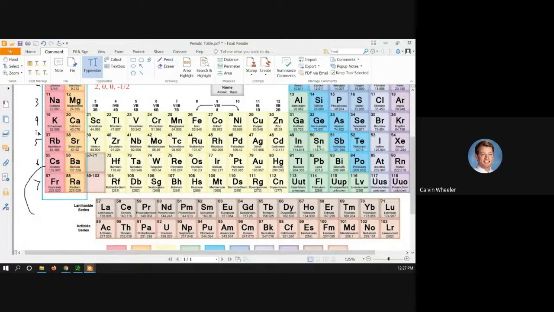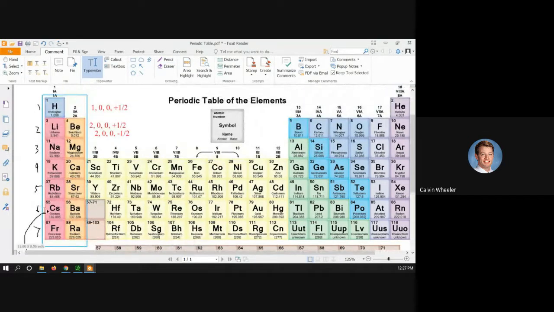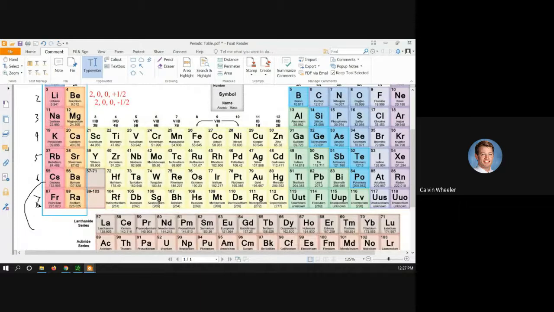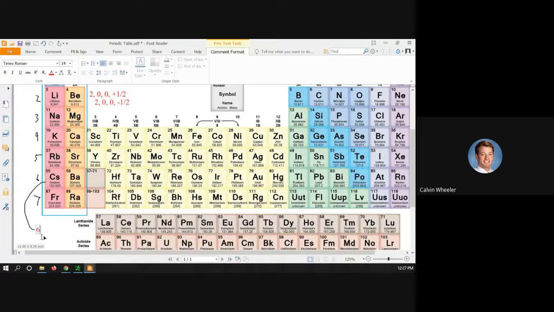The first quantum number is the energy level. I'm in the 1, 2, 3, 4, 5, 6th row, so the first quantum number is 6. I'm in the S block, so the shape is a sphere. We code that with a 0.